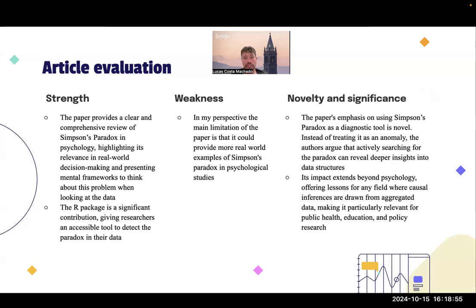For me, the main novelty and significance is exactly providing mental frameworks: when you see a data set and some conclusions, how to think about whether the conclusion may be different in some segments of the data. So it equipped me with a mental framework to think about it. The tooling is also extremely helpful, and this can be generalized not only to psychological studies, but also to different fields: public health, education, policy research.